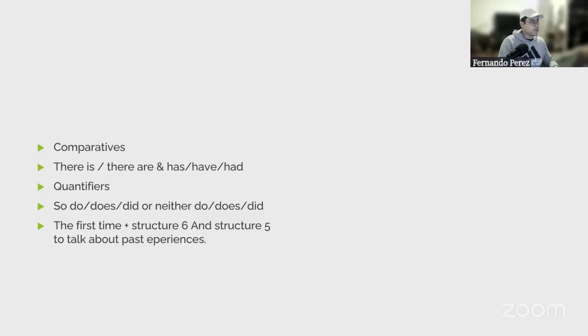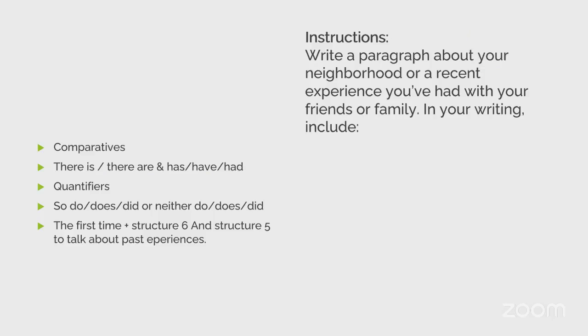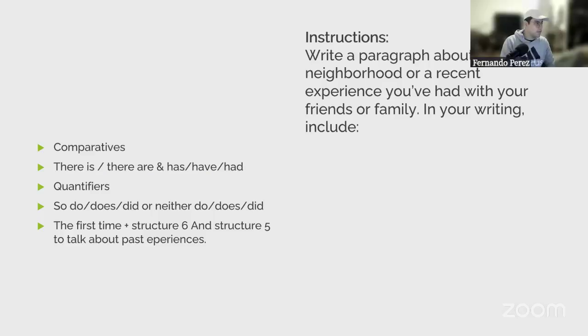So what you're going to do is write a paragraph. Read the instructions, write. Instructions: Write a paragraph about your neighborhood or a recent experience you've had with your friends or family. In your writing, include this.